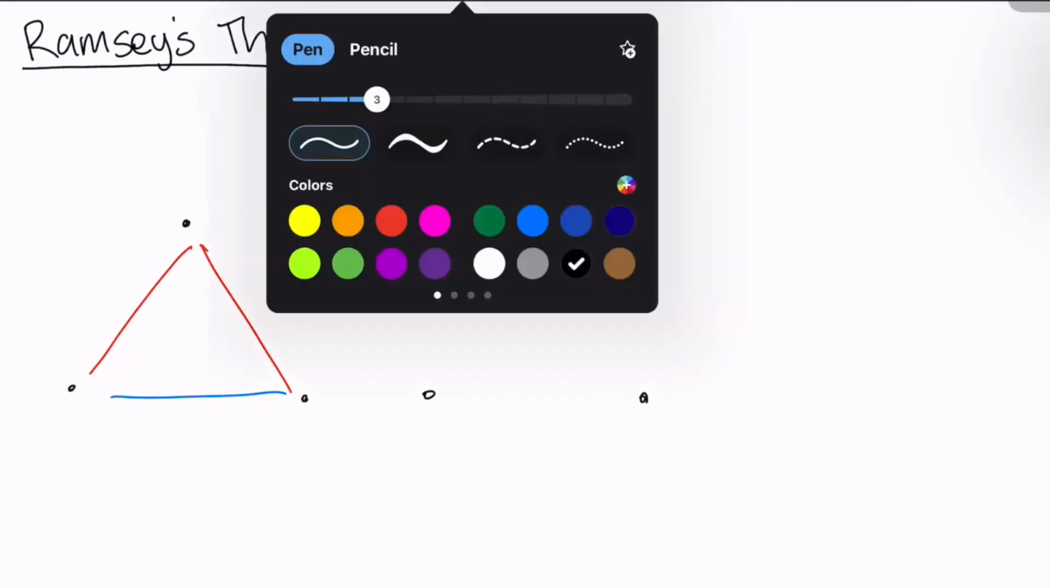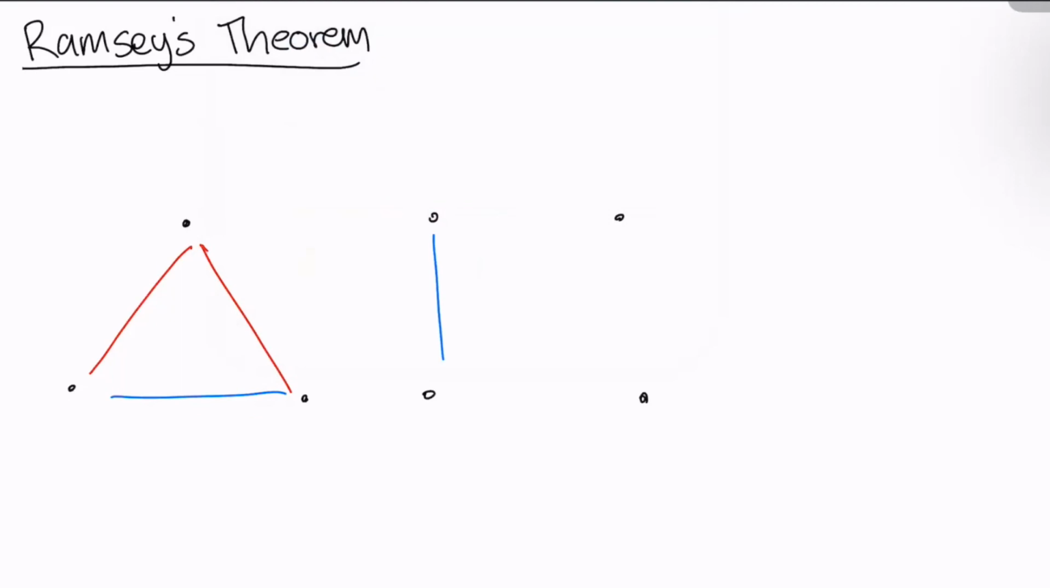Well, let's see. If I color all the outside edges blue and the diagonals red, then yeah, easy. I've got no blue and no red triangle. Okay, what about five?